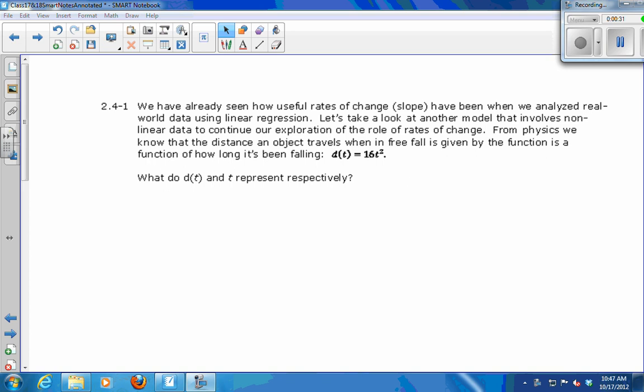So from physics, we know that the distance an object travels when in free fall is given by the function d of t equals 16t squared. The 16 is due to the acceleration of gravity. And when we studied this before, we had a negative in front. Why do you think we don't have a negative here now?